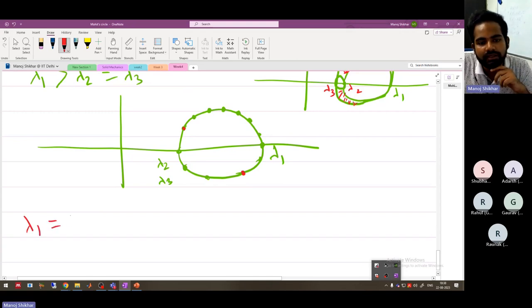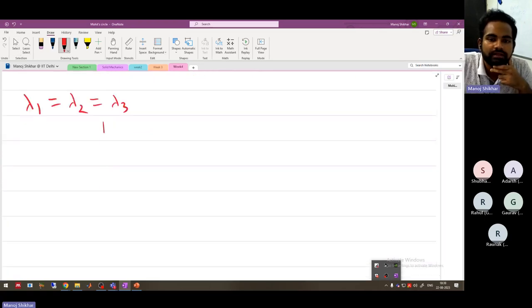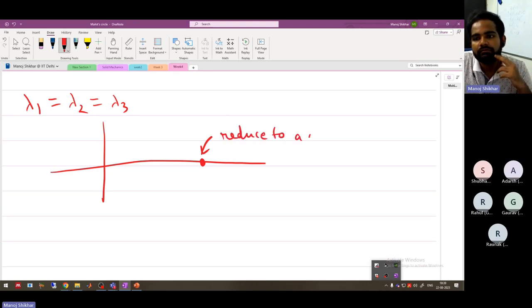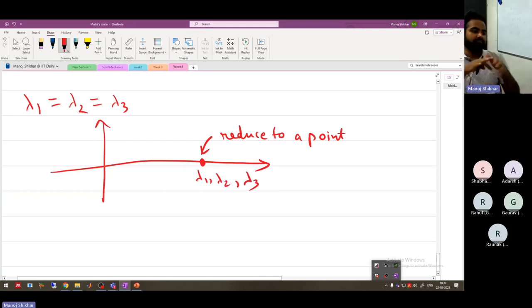Now another special case is, what if lambda 1 is equal to lambda 2 equal to lambda 3? So in that case, what will happen? Lambda 1 is here, lambda 2 is here, and lambda 3 is here. So our Mohr plane will reduce to a point. All the region of the Mohr plane will reduce to a point, as all are the same.